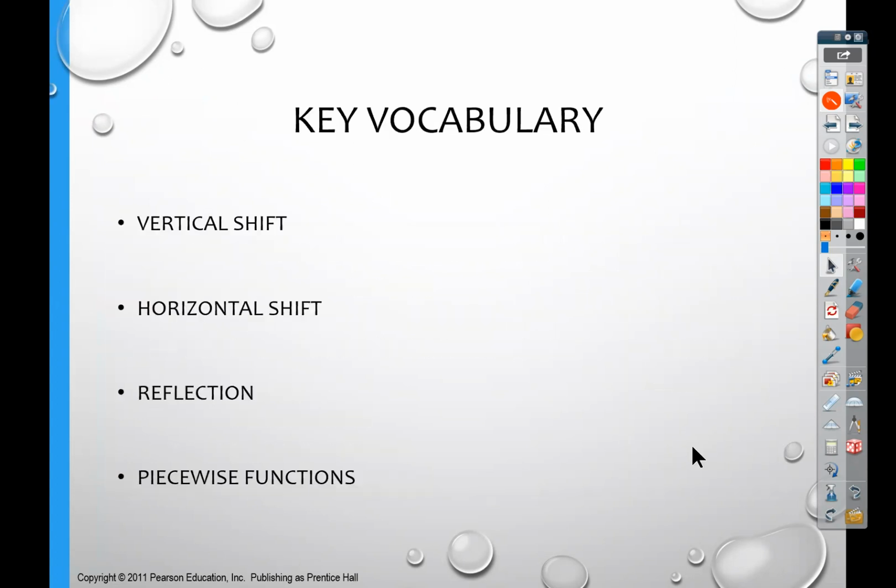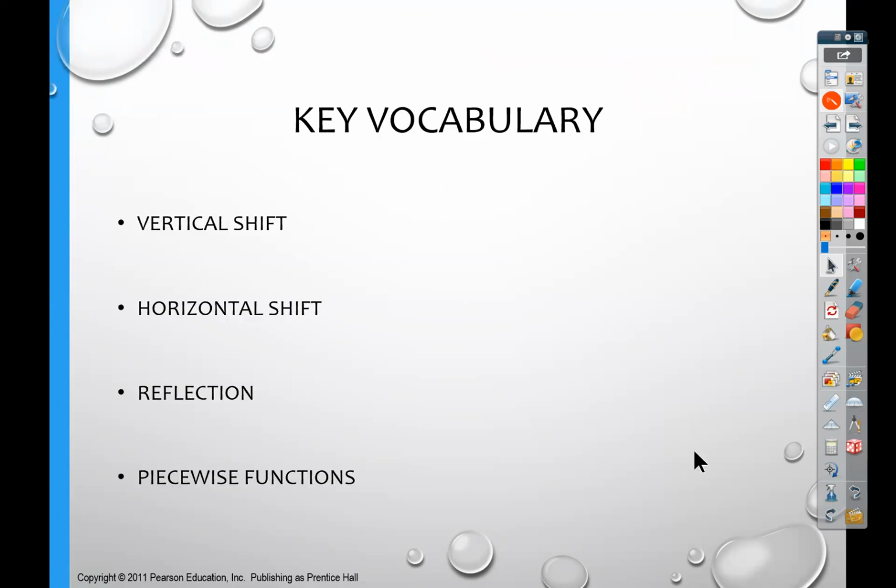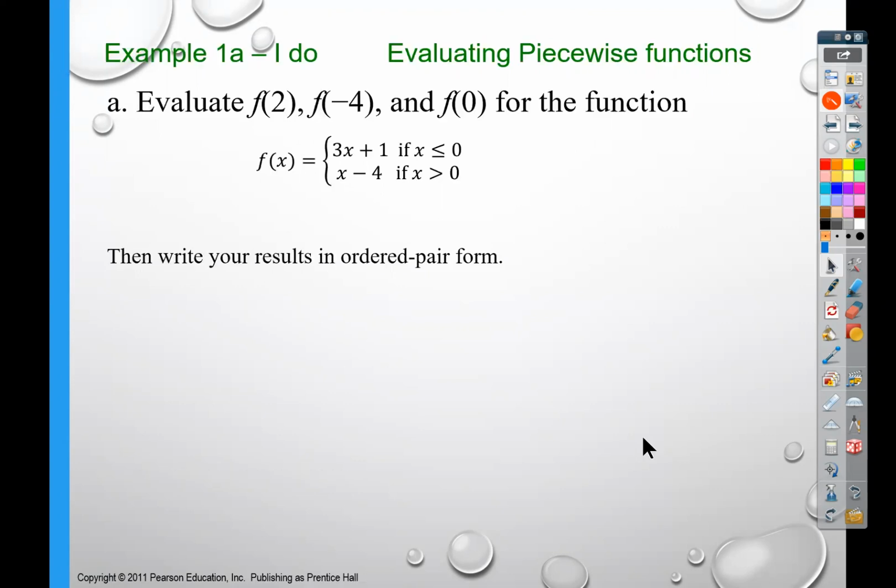Key vocabulary is a vertical shift, a horizontal shift, or a reflection, and piecewise functions. So piecewise functions are literally just pieces of functions. So we're going to be doing linear piecewise functions, so pieces of lines.